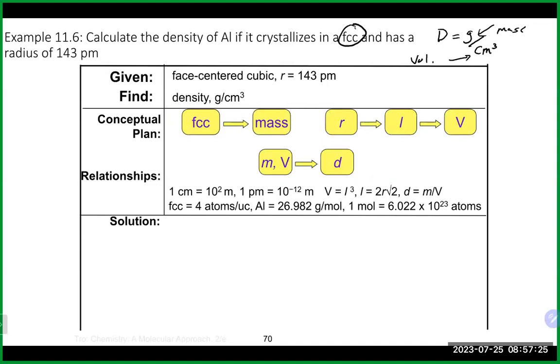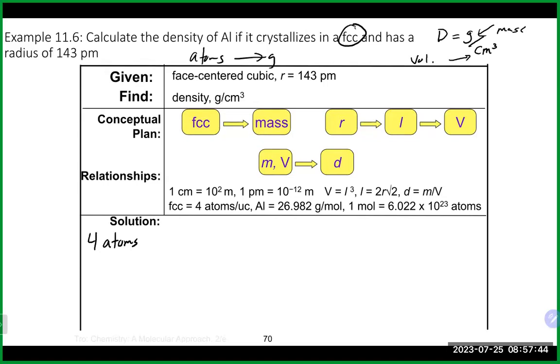So the first thing we're going to do is use the number of atoms to go from atoms to grams. So knowing how many atoms there are in that unit cell will allow us to go from atoms to grams.